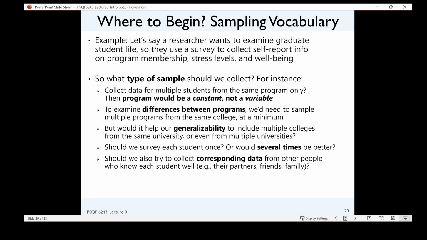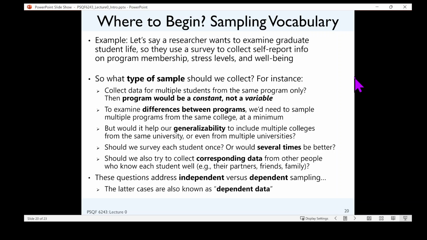Also, are we satisfied with a one-shot assessment? Or do we think that we would get a better description of people's general tendencies if we had multiple data points to work with, so several occasions, for instance? Should we try to collect corresponding data that would go along with and complement the self-report data? So for instance, would we ask the students' partners, friends, family, that kind of thing, to also answer some questions about their levels of stress and their levels of well-being? And all of these kinds of extensions are heading towards a vocabulary word that I want to introduce here, dependent.